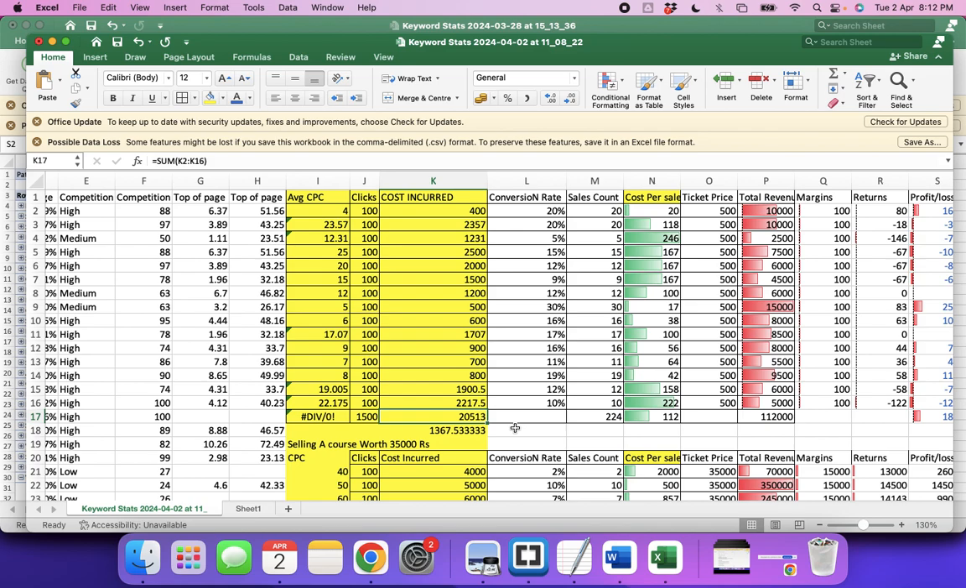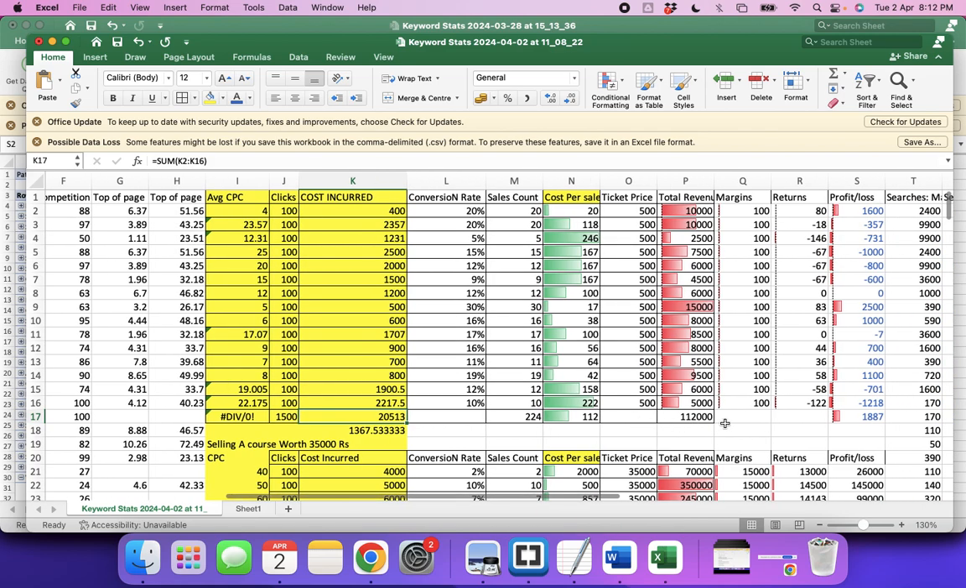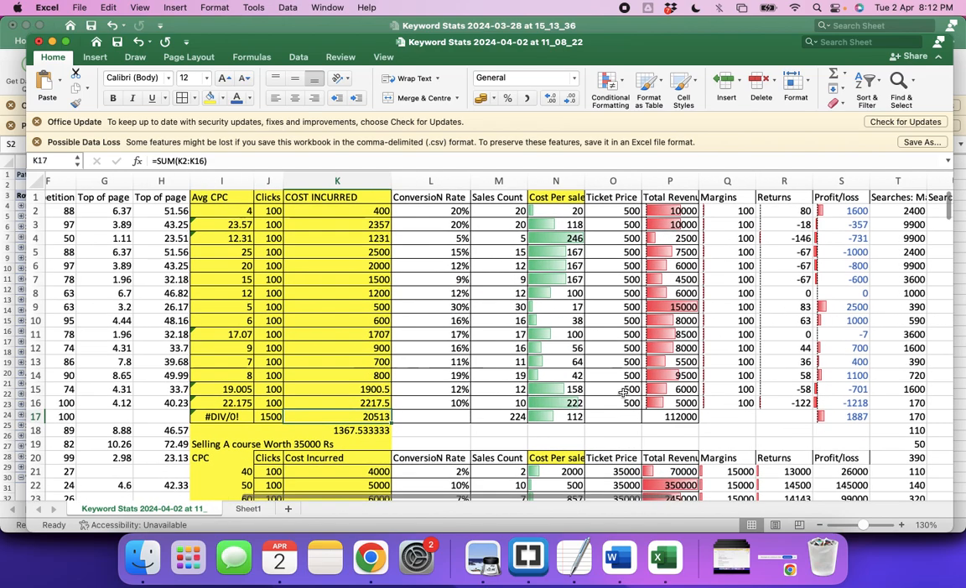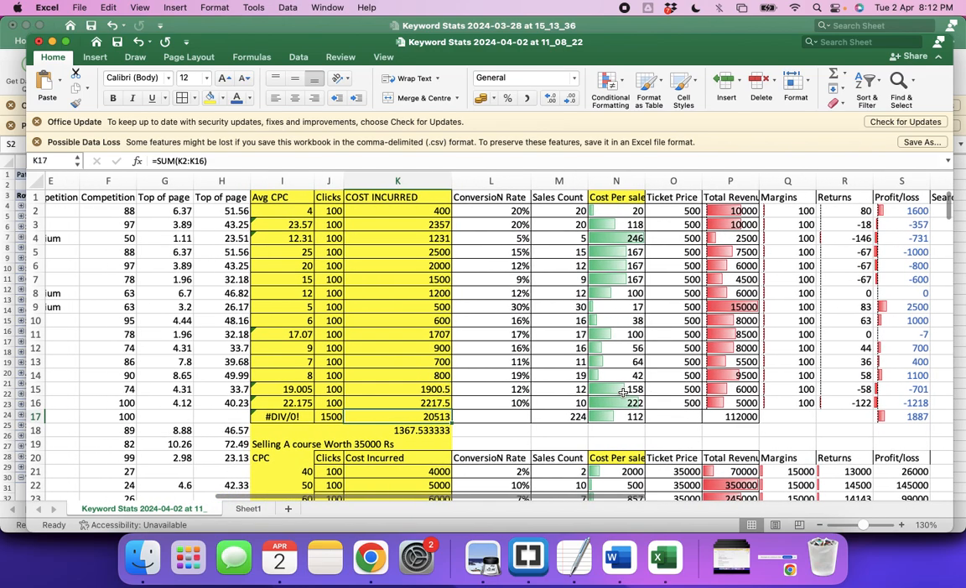Cost incurred is 20,000 rupees. The business owner will tell you, I am ready to invest 20,000 rupees. Will you be able to get sales and make me profitable? See, with 20,000 rupees, you will be able to get the sales. But will you be able to make the profits or not? It depends on several factors.